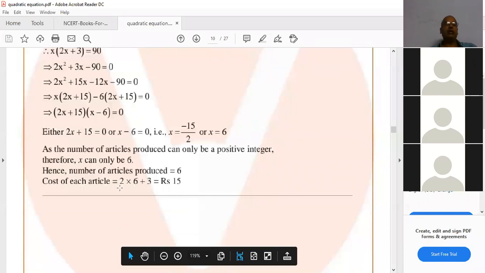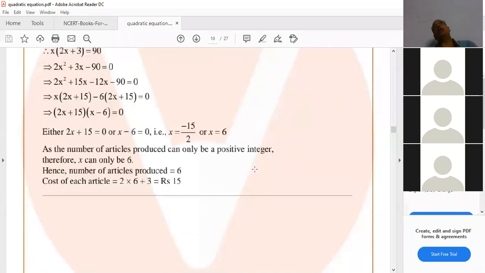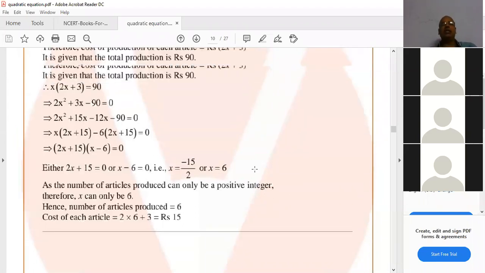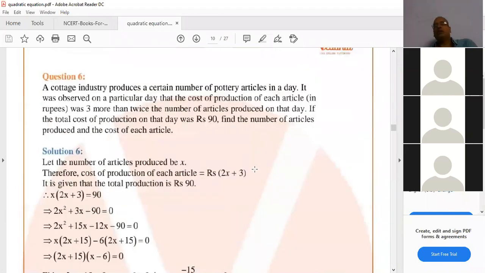Cost of each article is 2 into 6, 2 sixes are 12, 12 plus 3, 15 rupees. Then the total cost of the production on that day is 90. 15 sixes are 90, we got. Hence, our solution is correct. So without hesitation, we can do it like this. We can check roughly. Is it okay?